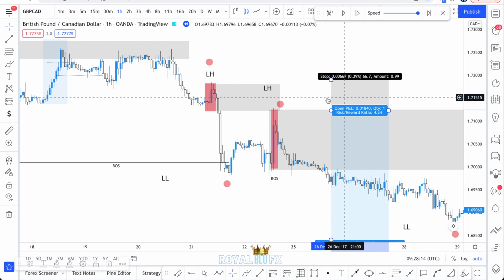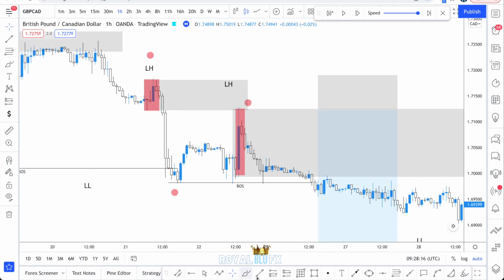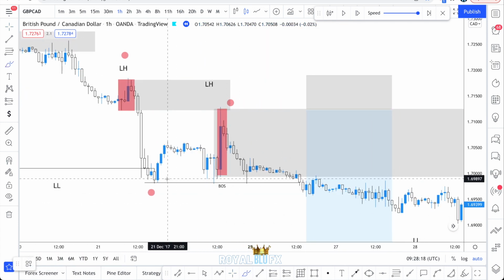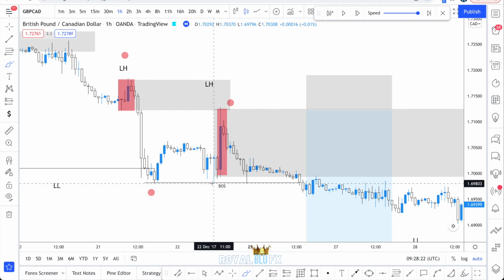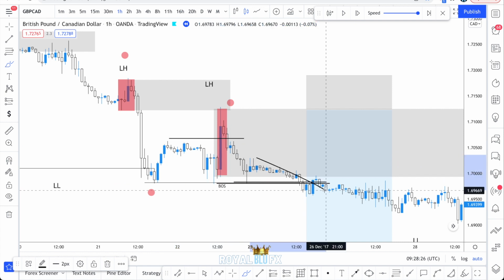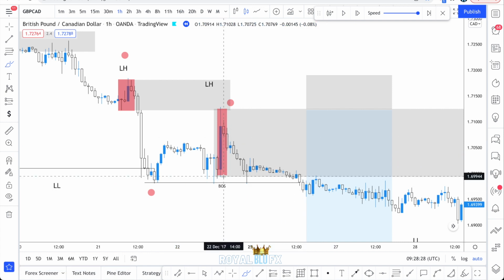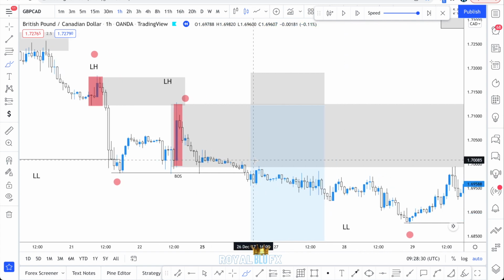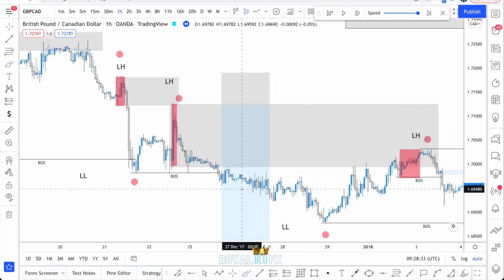You can also wait for the confirmation entry once price breaks structure. Break structure over here, you can see clearly. We have the high broken first, and then the low broken second, and then it changed direction, going south like this.